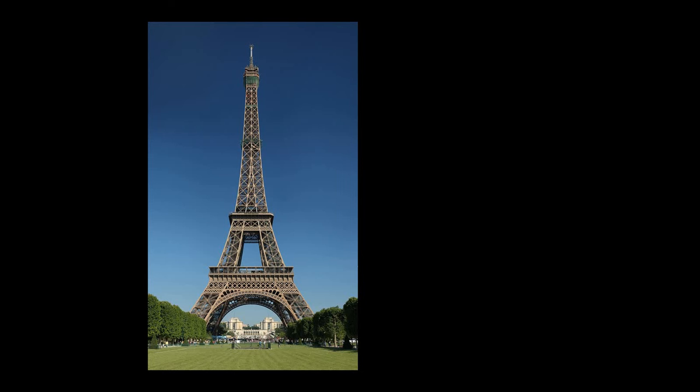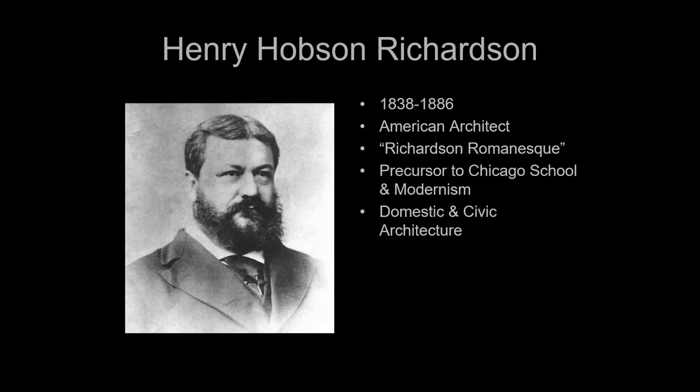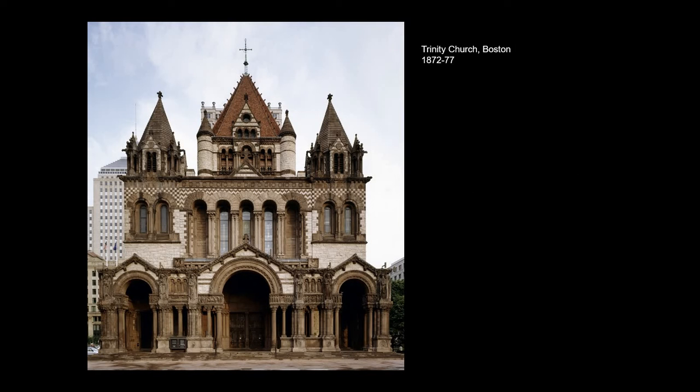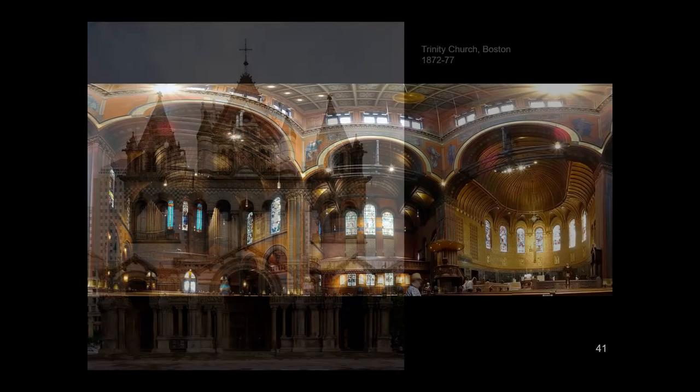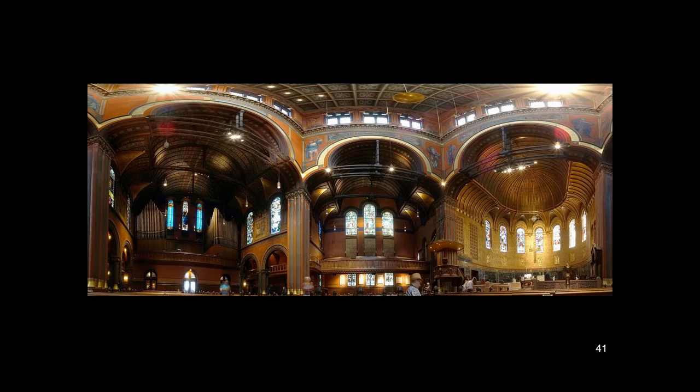Things are moving and shaking over in America, too, and we're seeing a lot of architects, again, include modern materials and modern forms. One of the earliest architects to do that was Richardson. Richardson was an American architect. He's probably most famous for designing Trinity Church in Boston, this strange and bizarre eclectic church, which is a mixture of both Byzantine and Romanesque style.